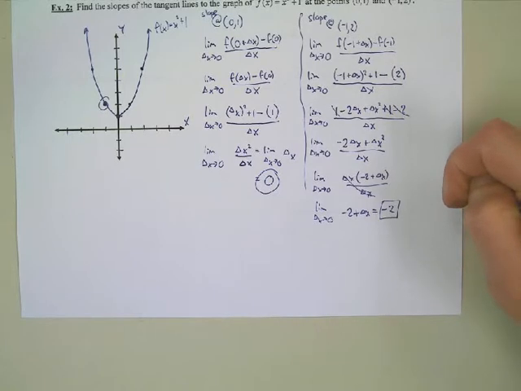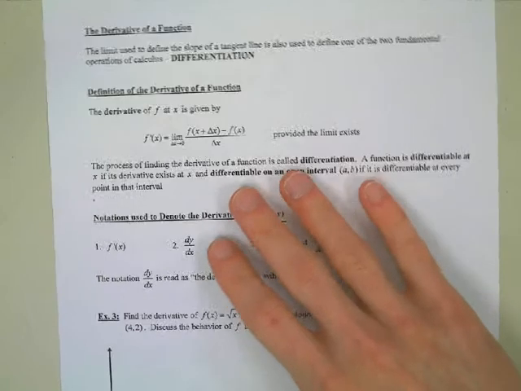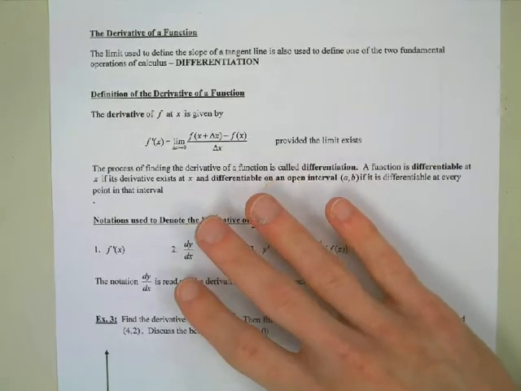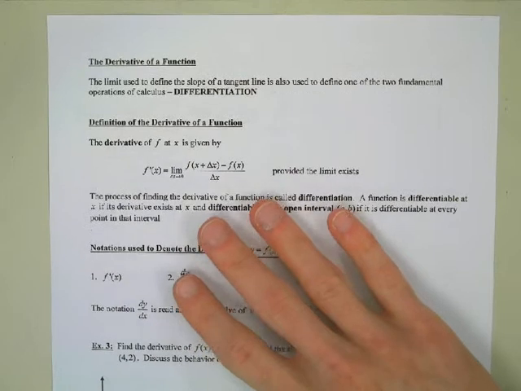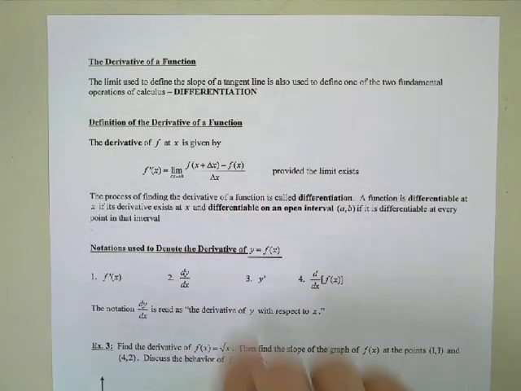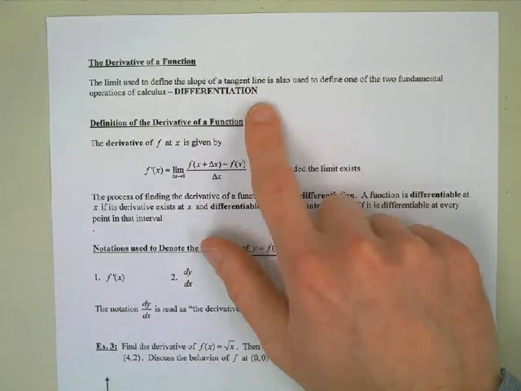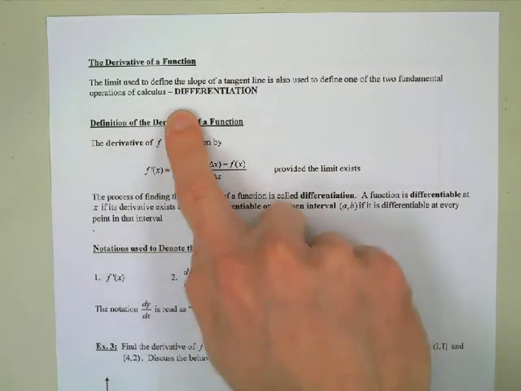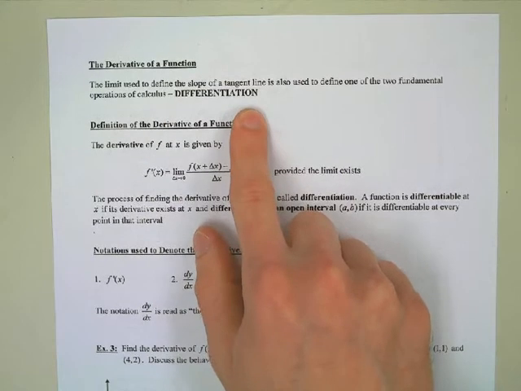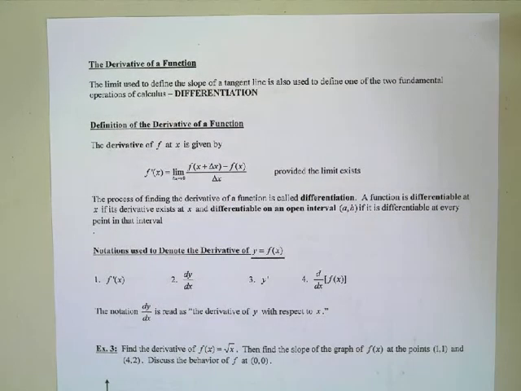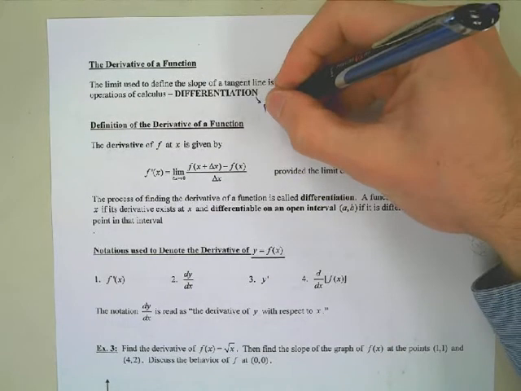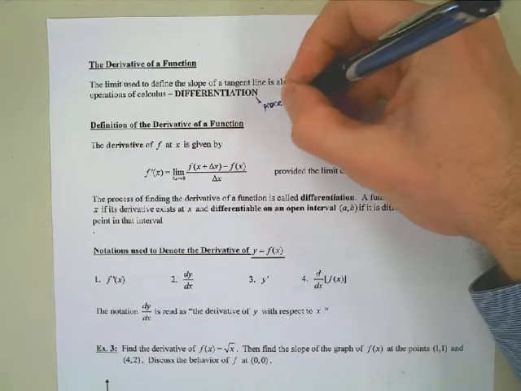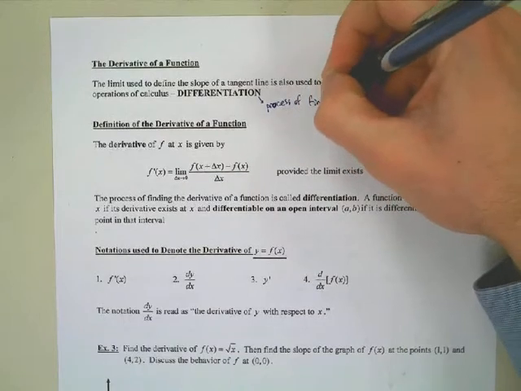Okay. All right. So, flip over your paper, please, and we'll look through this. So this slope of the tangent line stuff, all that, okay, the limit used to define the slope of a tangent line is also used to define one of the two fundamental operations of calculus, and that is differentiation, or that's the process of finding the derivative.